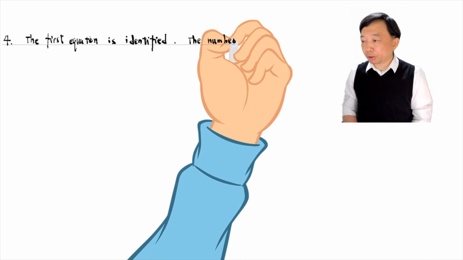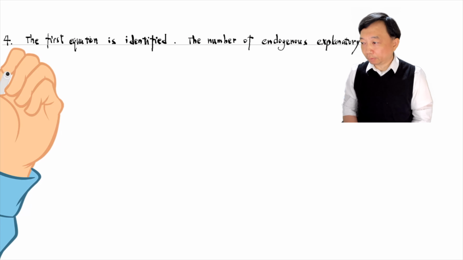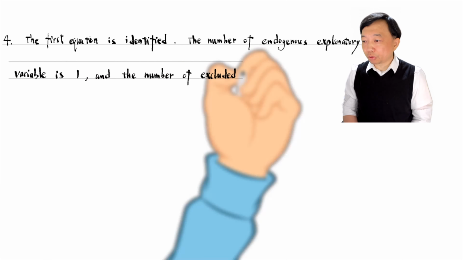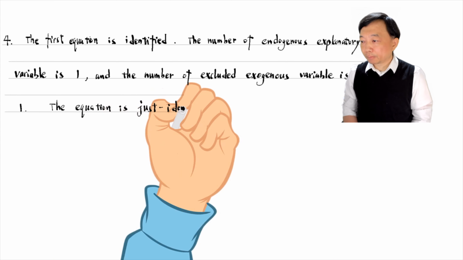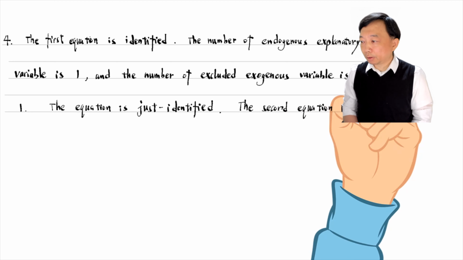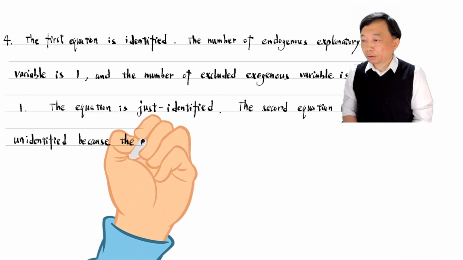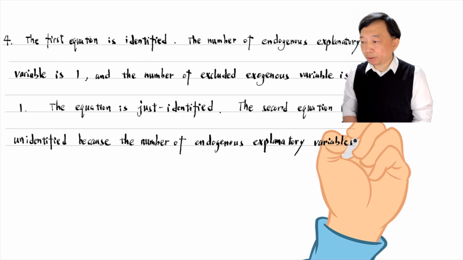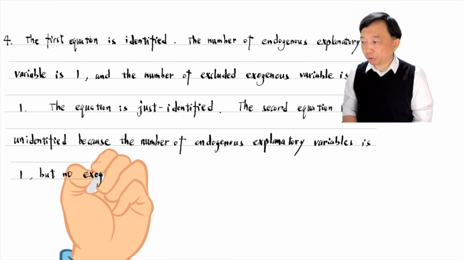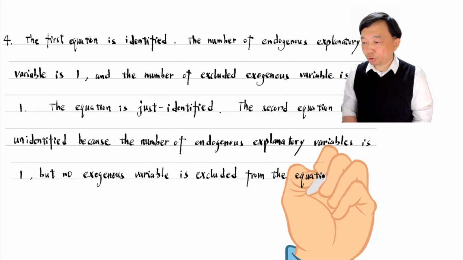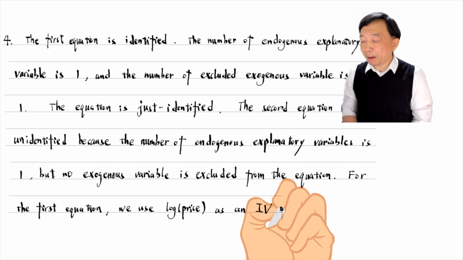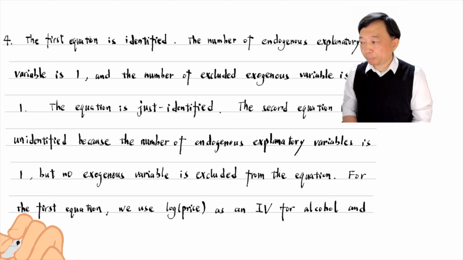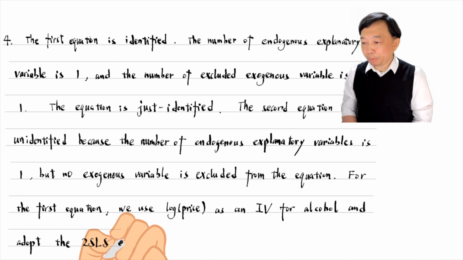The first equation is identified. The number of endogenous explanatory variables is 1, and the number of excluded exogenous variables is also 1. The equation is just identified. The second equation is unidentified because the number of endogenous explanatory variables is 1, but no exogenous variable is excluded from the equation. For the first equation, we use log price as an instrumental variable for alcohol and adopt the two-stage least squares estimation.